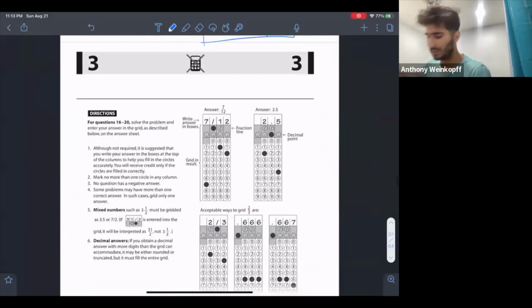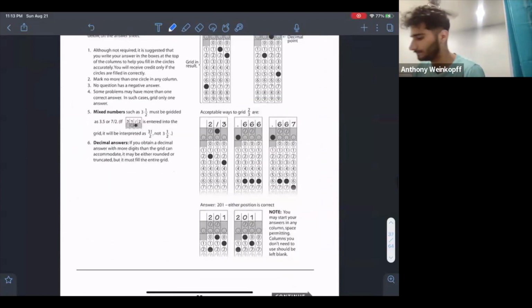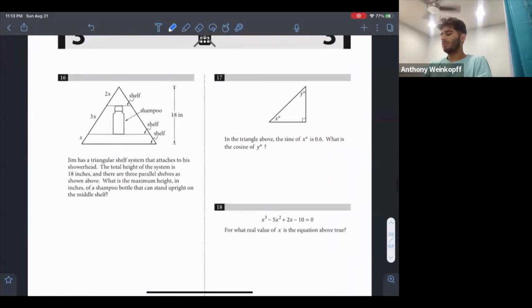Now moving on to the fill-in questions. So now we're done with the multiple choice, which ranges from the easiest to hardest, and now we're resetting in terms of difficulty. So 16 would be the easiest fill-in, and then 20 would be the hardest fill-in.